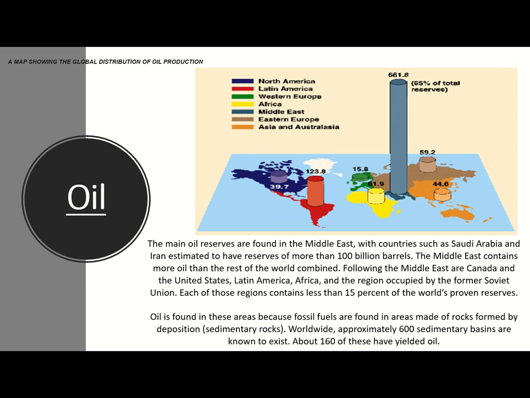Okay, so advantages of this map that sort of jump out to me is it's very obvious where most of the oil reserves are located. Clearly, they're in the Middle East. You can see by the size of that bar in the Middle East. And the second most is South or Latin America, followed closely by Asia, and Eastern Europe.